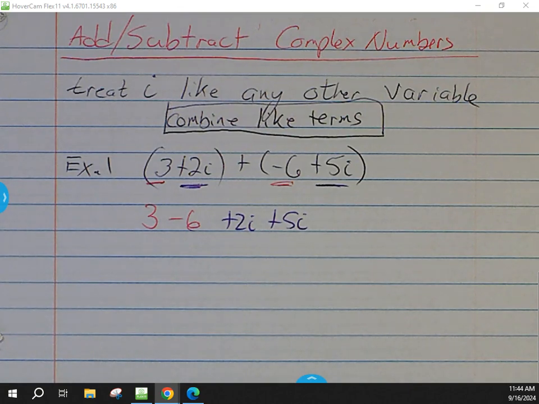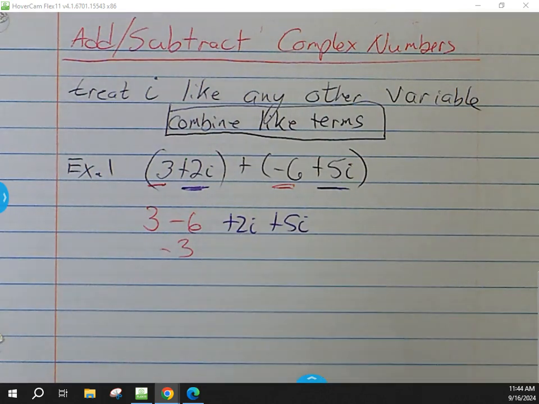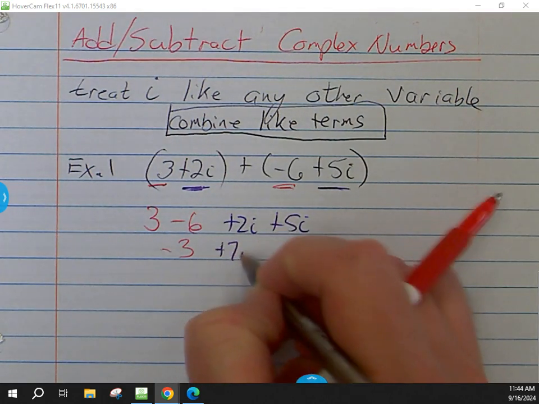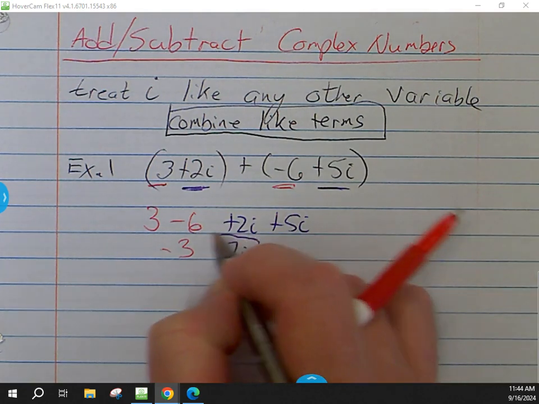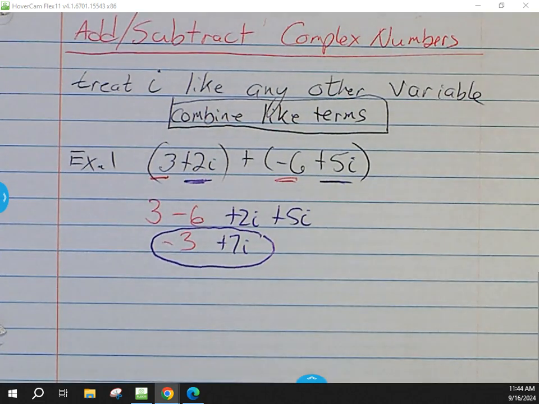Okay. And then from there, you just add or subtract whatever the signs say to do. It's 3 minus 6. That's a negative 3. You've got 2i plus 5i. That's 7i. And that's your answer. And that's all you have to do.